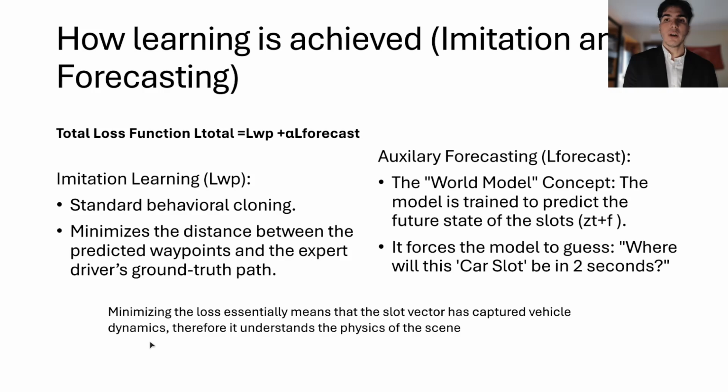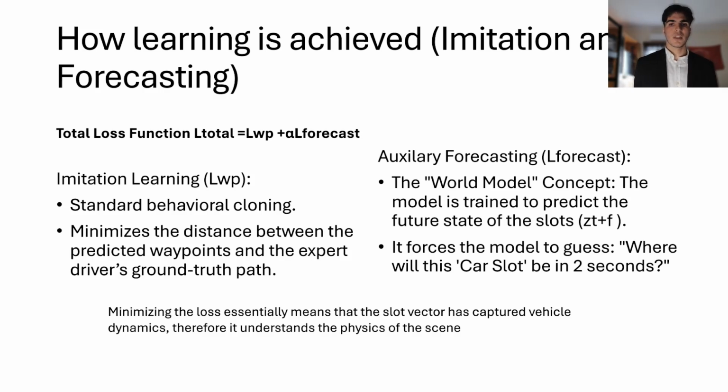And then how is the learning achieved? To train this system, we use a weighted sum of two loss functions. First is imitation learning. This is standard behavioral cloning, minimizing the distance between our predicted waypoints and the expert driver's path. Second, and unique to this paper, is auxiliary forecasting.